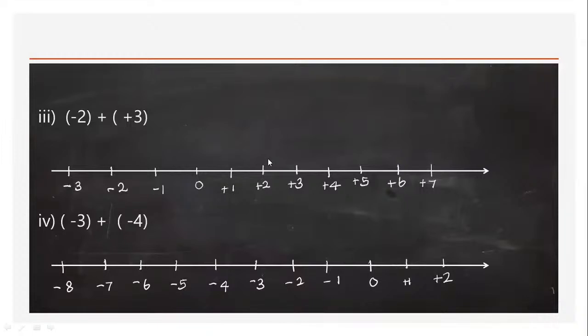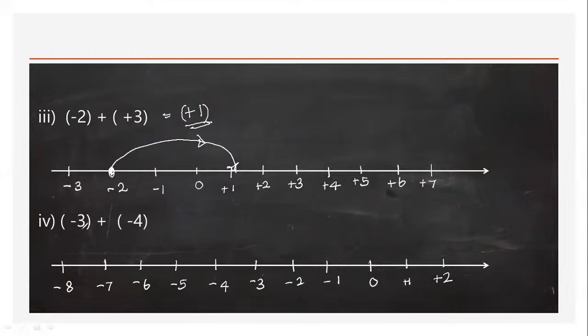Minus 2 plus 3. Now look at the position of minus 2 on this number line. On the number line here, minus 2 is here. Plus 3, then towards the positive direction, right? 1, 2, 3 places toward the right hand side. So what is our answer? Minus 2, 1, 2, 3 places. Then positive 1. It is here, right? Positive 1. The answer is plus 1.